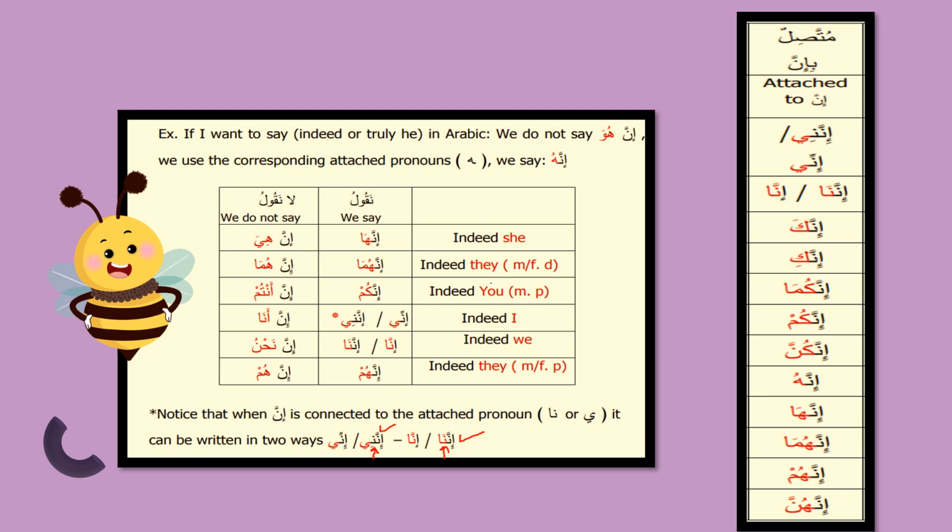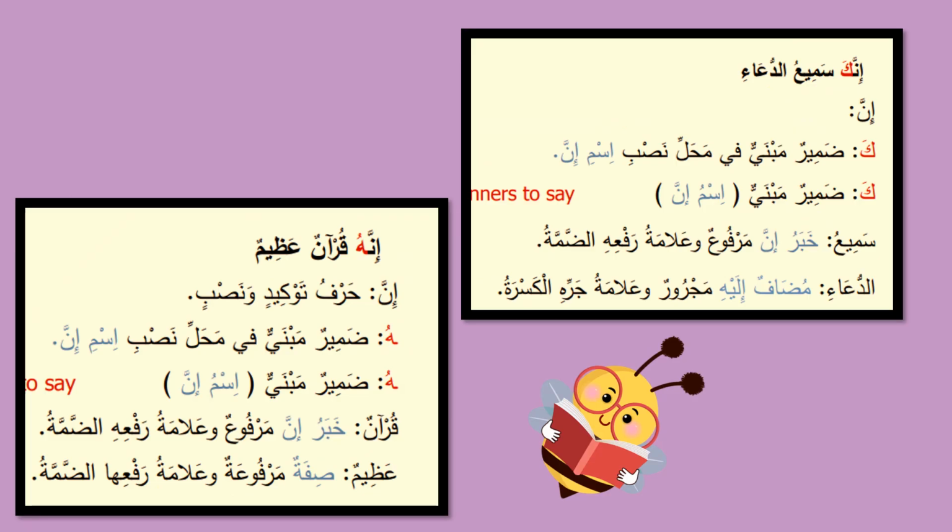So both of the structures you can use with inna: innana and inna, or innani with inni. So both of the structures can be used. Let's do some i'raab here to understand the structure of the damirs with inna. So the first sentence we have is innaka sami'ud du'a'i. So here you can see inna plus ka. So the damir has been attached with inna and the structure of inna remains the same.